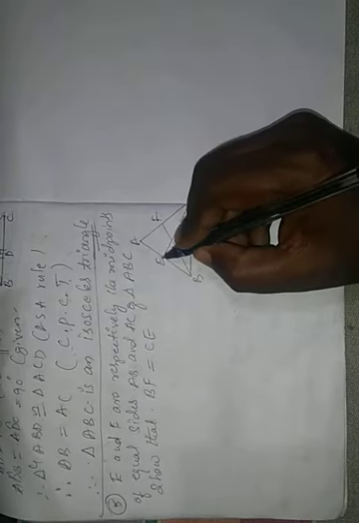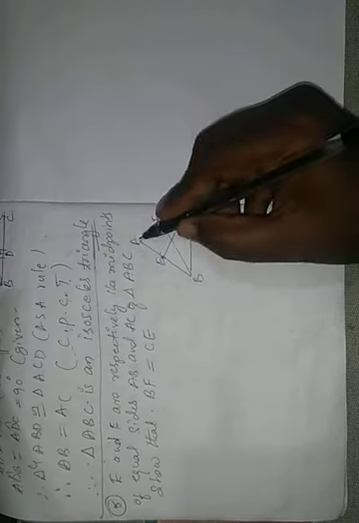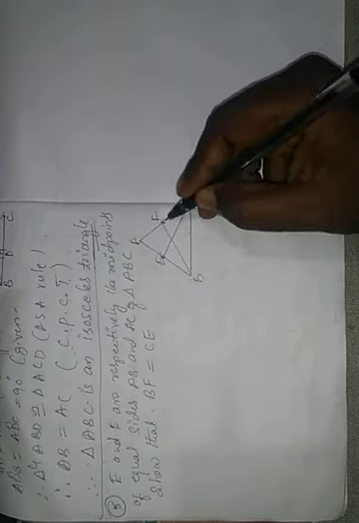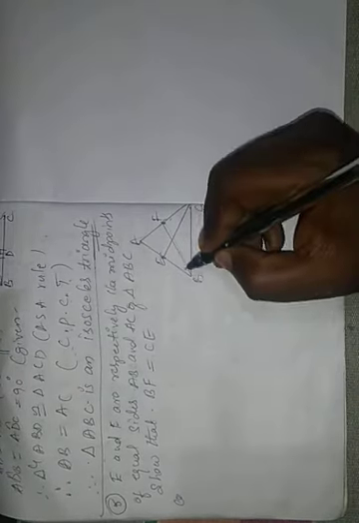Example 5. E and F are the respective midpoints. Midpoints means that AE is equal to EB. Like that, F is the midpoint of AC, that is AF is equal to FC. So let us see. By taking triangle ABF first, we have to prove that BF is equal to CE.